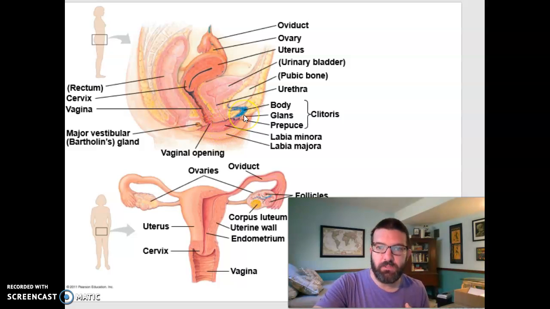The same tissue that becomes the head of the penis, or the glans penis, in the male will become the clitoris in the female, which has its own glans, or head, and has its own prepuce, which we call foreskin in males. That's what is cut off if the male is circumcised, and it's called a clitoral hood in females.